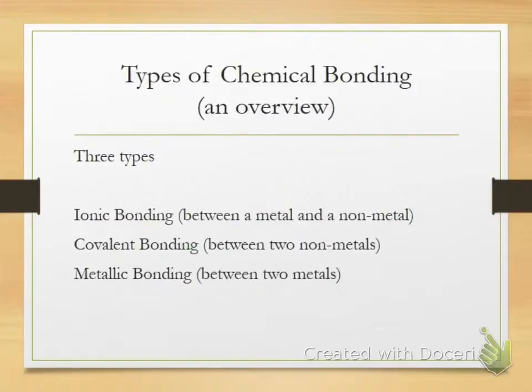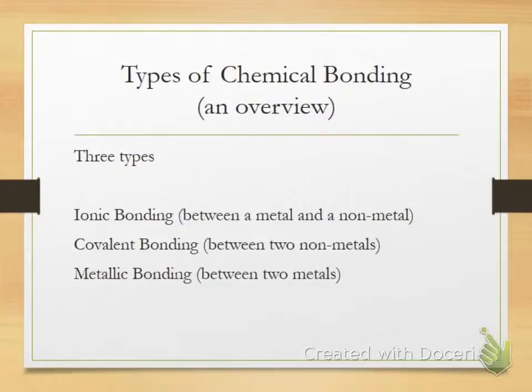So the three types of bonds that we're going to talk about, this is not in your notes, it's just an overview so you know what's coming, is an ionic bond, which occurs between a metal and a nonmetal in most cases, a covalent bond, which is two nonmetals, and then a metallic bonding, which is between two metals.